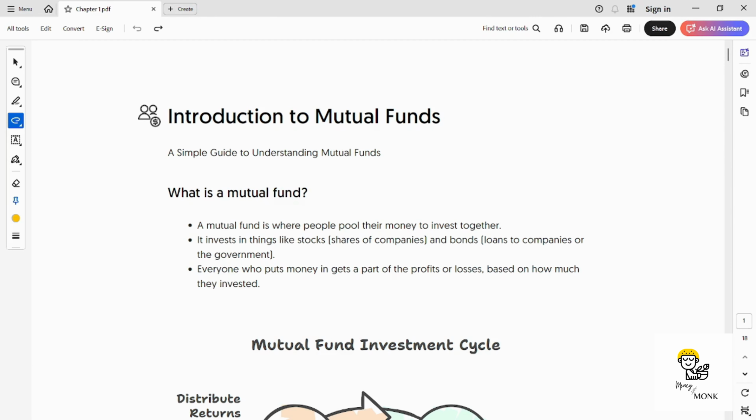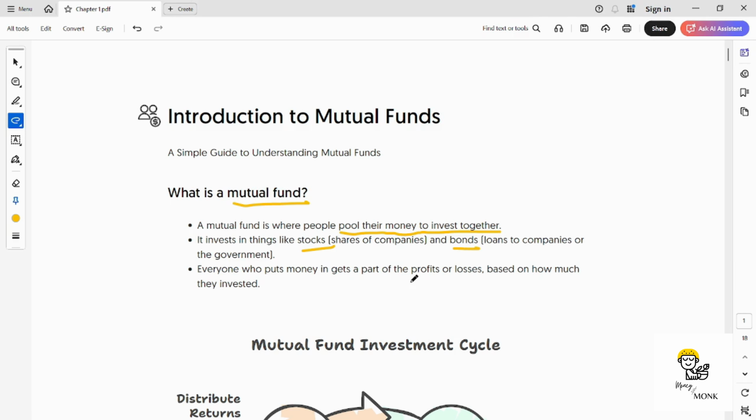So let's get started. A mutual fund is where people pool their money to invest together. Banks or credit unions or any financial institution collect money from investors like you and me, pool it together, and then invest it in stocks or bonds. These are the investment products. We'll talk about stocks and bonds later in the course, but for now it's important to know stocks are also called shares of companies, and bonds can be described as loans given to companies or government.